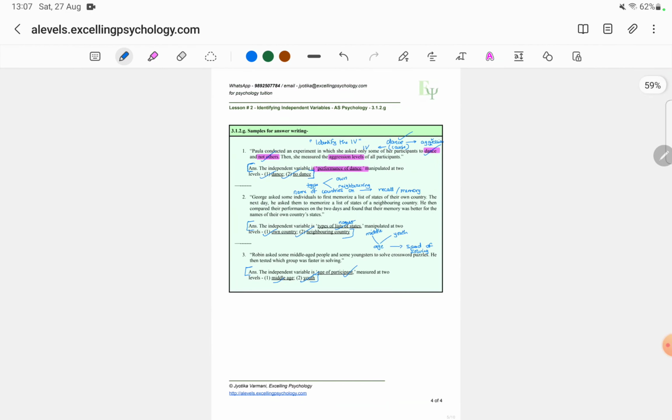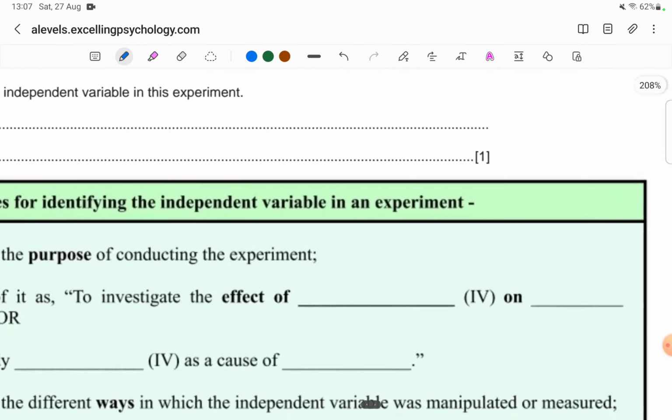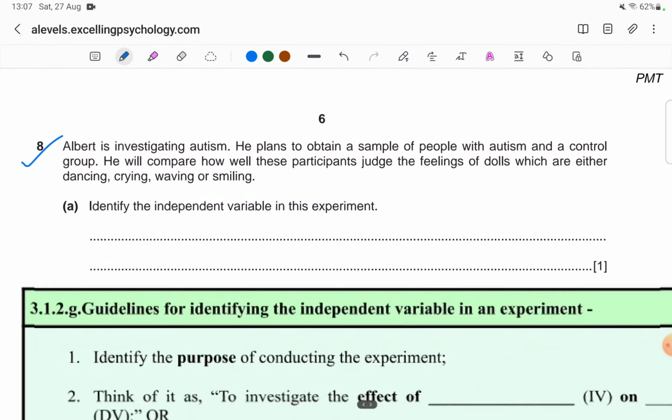Okay, so these were just some sample scenarios for you to be able to get a hang of how to write your answers. Now coming to solving the past papers.